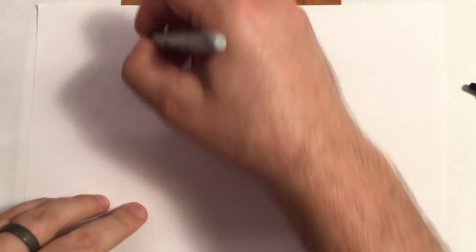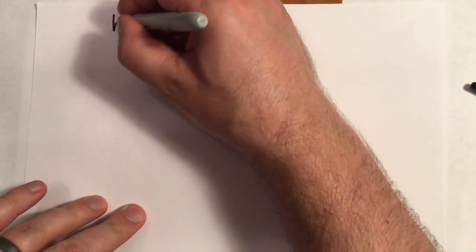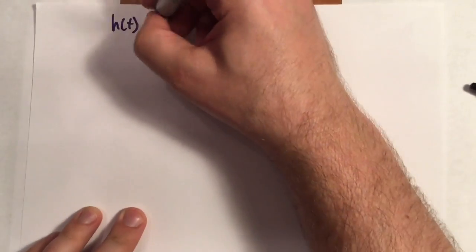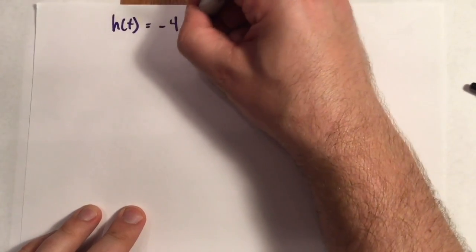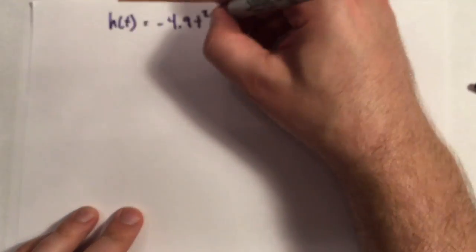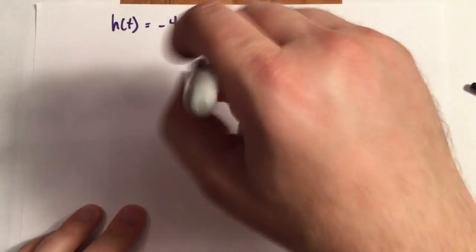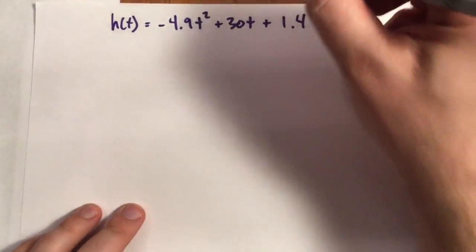Number 30. Suppose a baseball player hits a ball in the air. After 2 seconds, the height of the ball is modeled by h of t equals negative 4.9 t squared plus 30t plus 1.4. I'll get a piece of paper for this one. I'll write it a couple ways: h of t equals negative 4.9 t squared plus 30t plus 1.4.